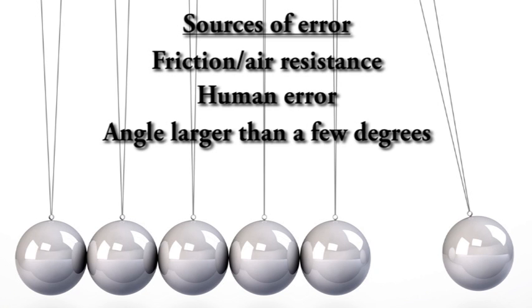Also, any angle above a few degrees will begin to have an error due to using the small angle approximation. And our pendulum is not a perfect system, but the equation assumes it is. The weight is not a point mass, and the string itself has mass too.